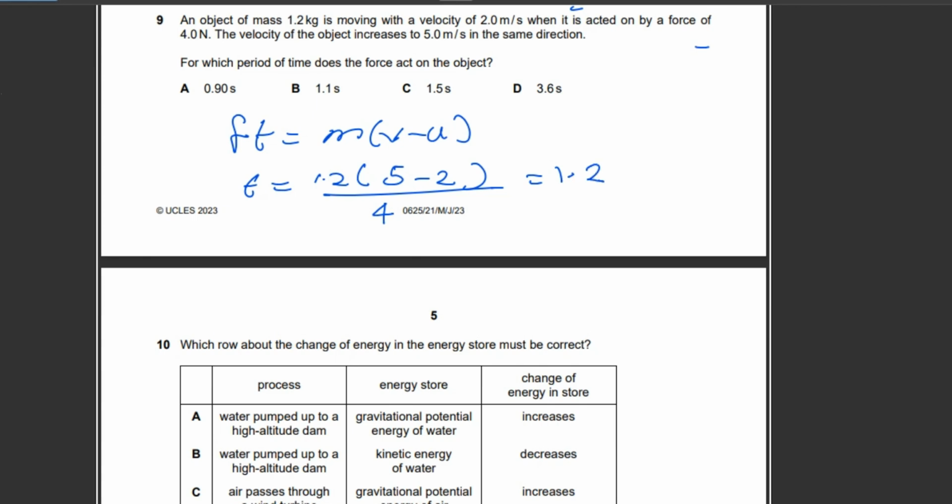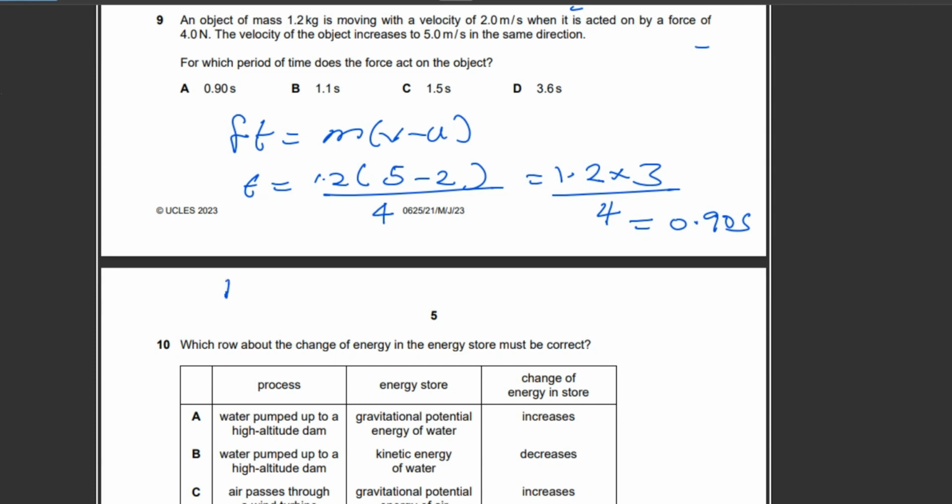1.2 multiplied by 3 divided by 4. I think that gives me 0.90 second. Yeah. Alternatively, you can still do it this way.